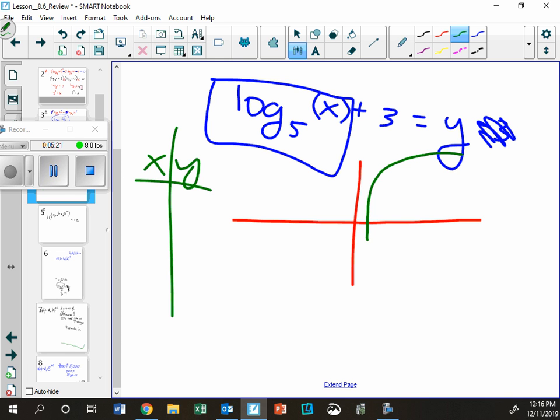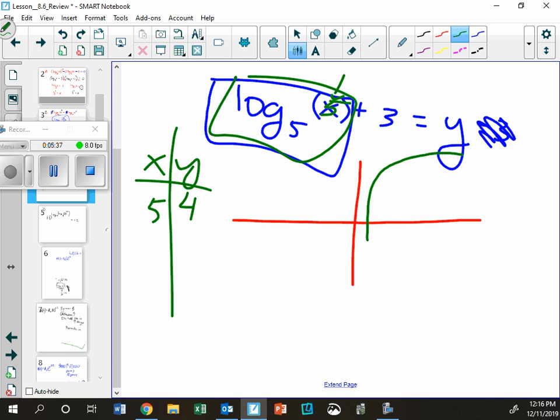Put in some points. What would be a good point to pick for x right there? 5, because then it's log base 5 of 5, which anybody can do. You put in 5, and you'd get 1 plus 3 is 4. 5 comma 4 is on this graph. Get the idea? All right.